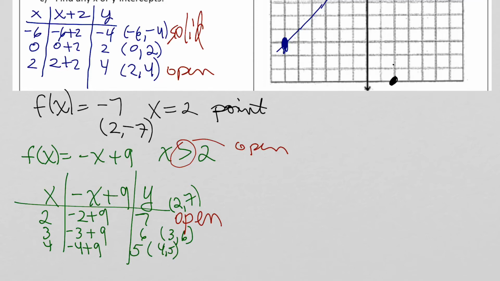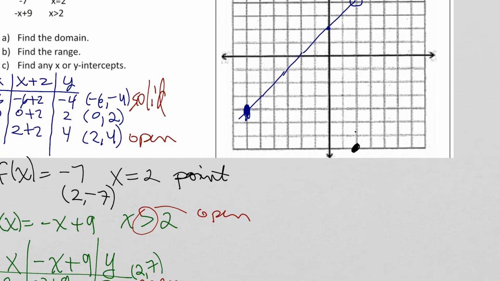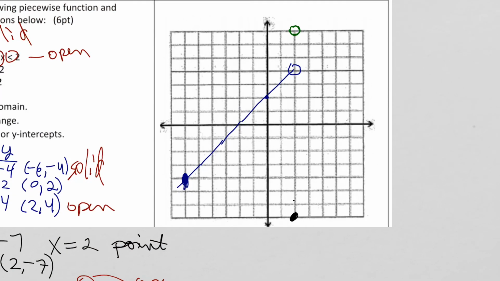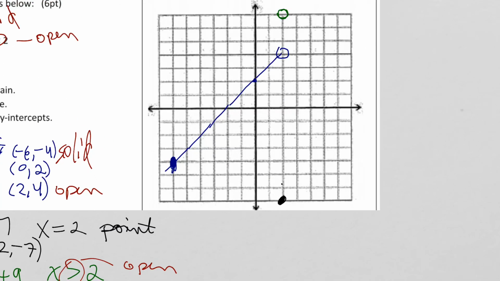4, 5. Okay, so we're plotting 2, 7 first. 5, 6, 7. That one is open. The other 2 points, 3, 6 and 4, 5, are solid because I need to know the direction that the line is going. 3, 6, solid. 1, 2, 3, 4, 5, solid. So it is starting here and it is going in this direction.